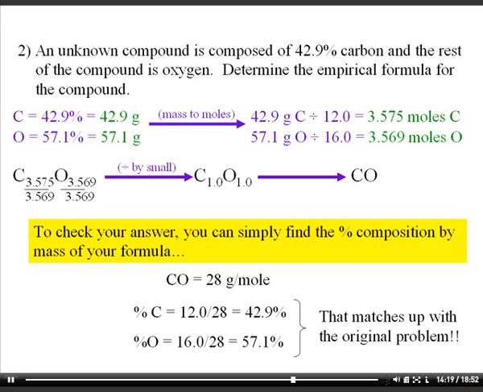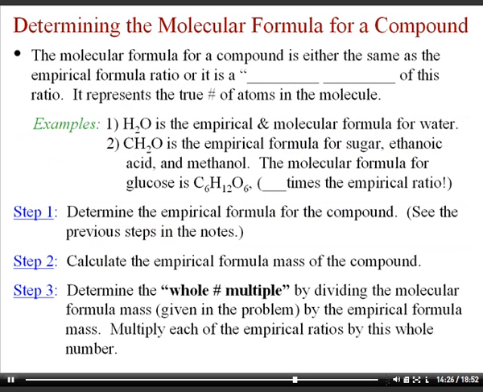And that's basically all you need to do for this particular chapter. Find percent composition and find an empirical formula. The last part is finding the molecular formula for a compound, which is very, very similar to finding the empirical formula, except you have one little step left. So a molecular formula is either the same as the empirical formula, or it's a whole number multiple of this ratio. So for example, H2O is a 2-to-1 ratio. That's not only the simplest ratio, that's the true formula for water.